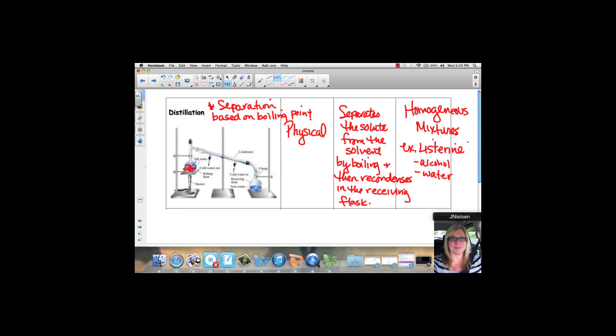So as this substance is heated, the alcohol will vaporize first and travel through this tube. And there's an inner tube and an outer tube. And we have cold water flowing in this end that's hooked up to a sink, and cold water flowing out this end. And as the cold water circulates the inner tube, it changes the alcohol that's turned into a gas back into a liquid, and then it comes out here. And then if we kept heating, then eventually we can get the water to come over in the same fashion.